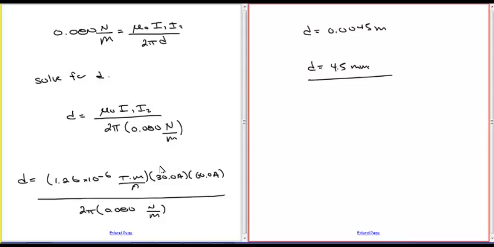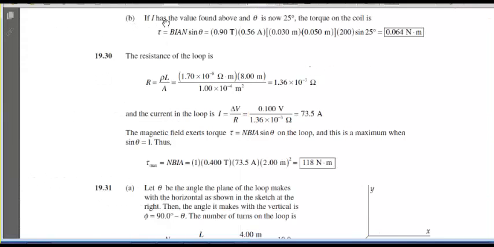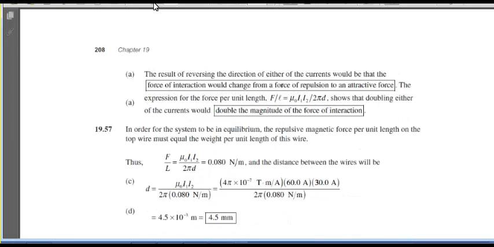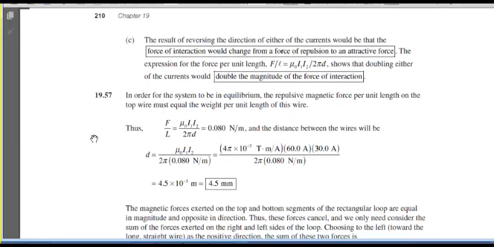And that was problem number 57. So let me just check the solution. Problem number 57, 4.5 millimeters. I don't know why that wasn't that hard, so I guess we'll complain about that.